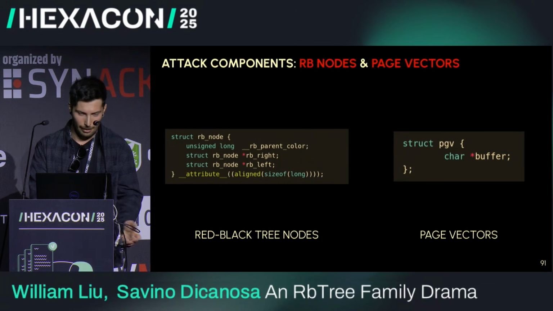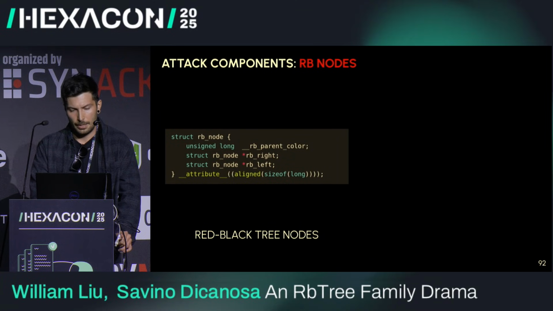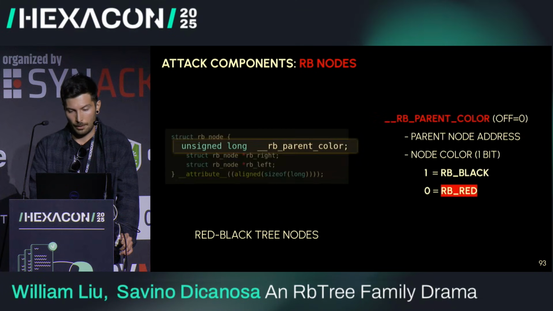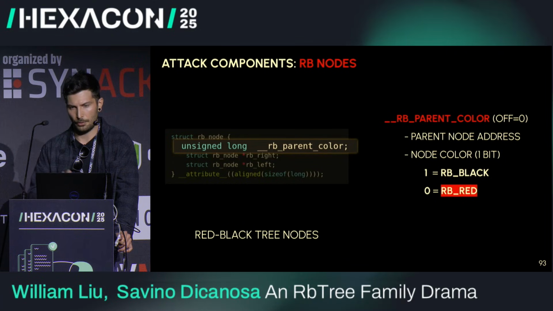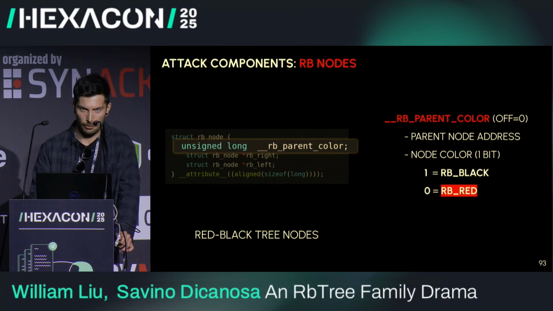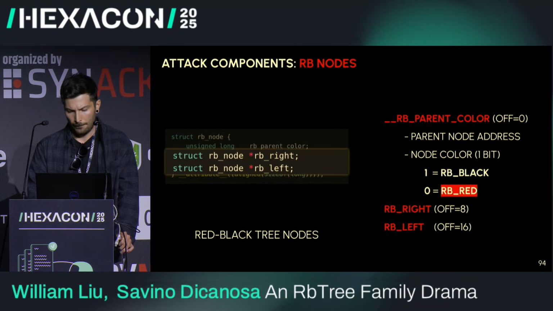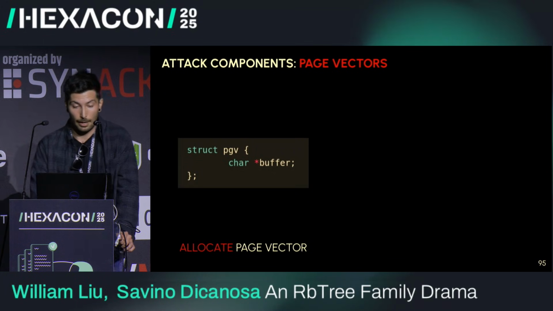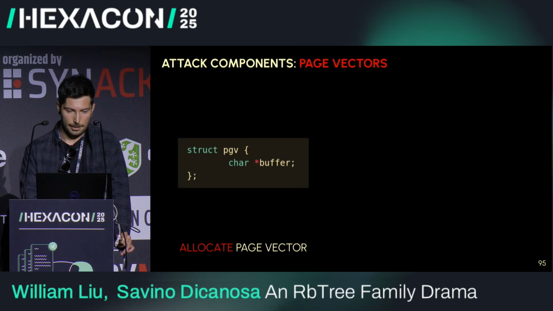So for this attack, we have two main components. The first, of course, are RbTrees. I think you guessed it. And the second component are page vector. So as you can see, RbNode is composed of 3 pointers. The first is a parent pointer. It stores 2 pieces of information. The first is the address of the parent node, and then it stores the color information about the current node: 1 for black, 0 for red. Then we have 2 children, right child at offset 8, left child at offset 16. The second component are page vector, and as the name implies, this is just a vector of pages, of course.